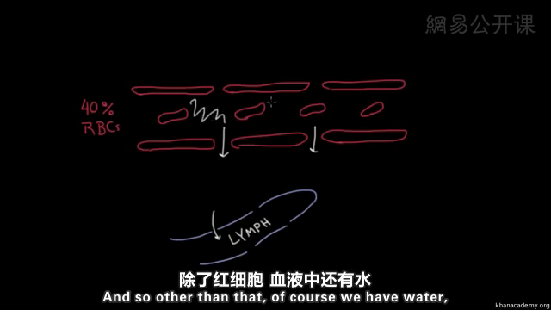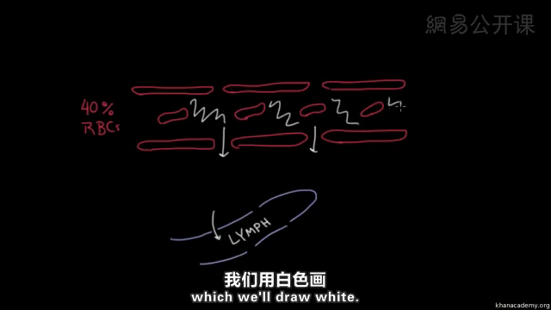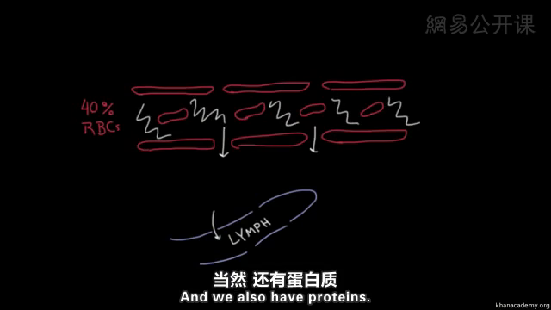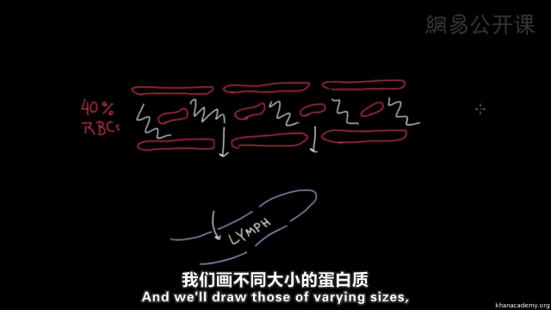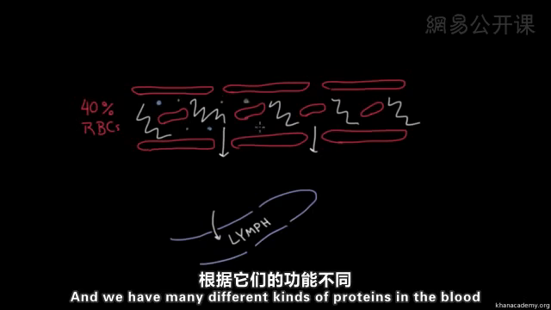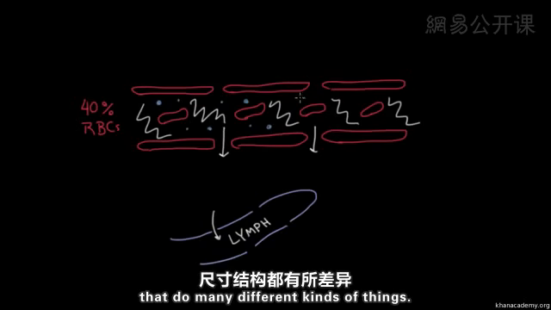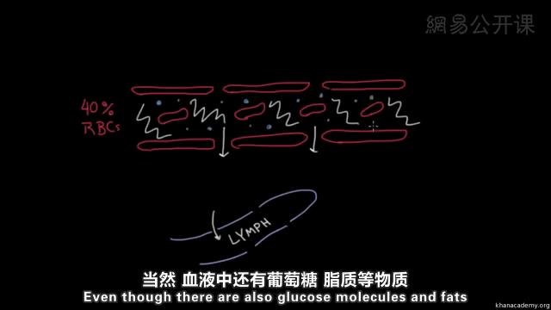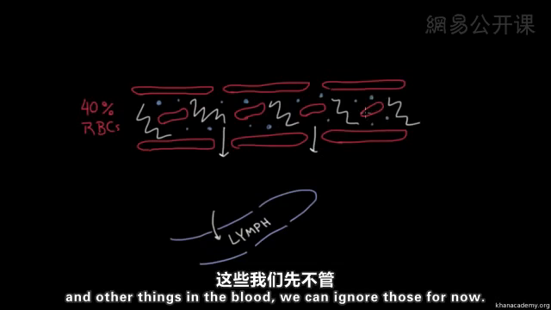And so other than that, of course, we have water, which we'll draw white. This is water. And we also have proteins. We have proteins, and we'll draw those of varying sizes because proteins really do vary by size, and we have many different kinds of proteins in the blood that do many different kinds of things. And that's all that we'll draw here, even though there are also glucose molecules and fats and other things in the blood. We can ignore those for now.